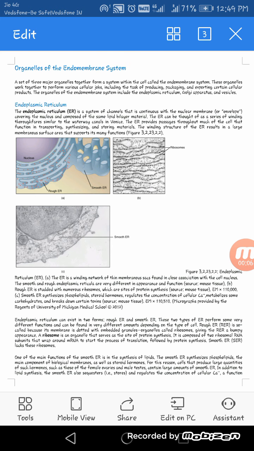This is the class of Human Anatomy and Physiology. So today we will study in detail about the endomembrane system and about the endoplasmic reticulum. As in previous classes, we have covered what organelles are, what a cell is, how a cell functions, and what the composition of a cell is. So let's start with the topic of endoplasmic reticulum.